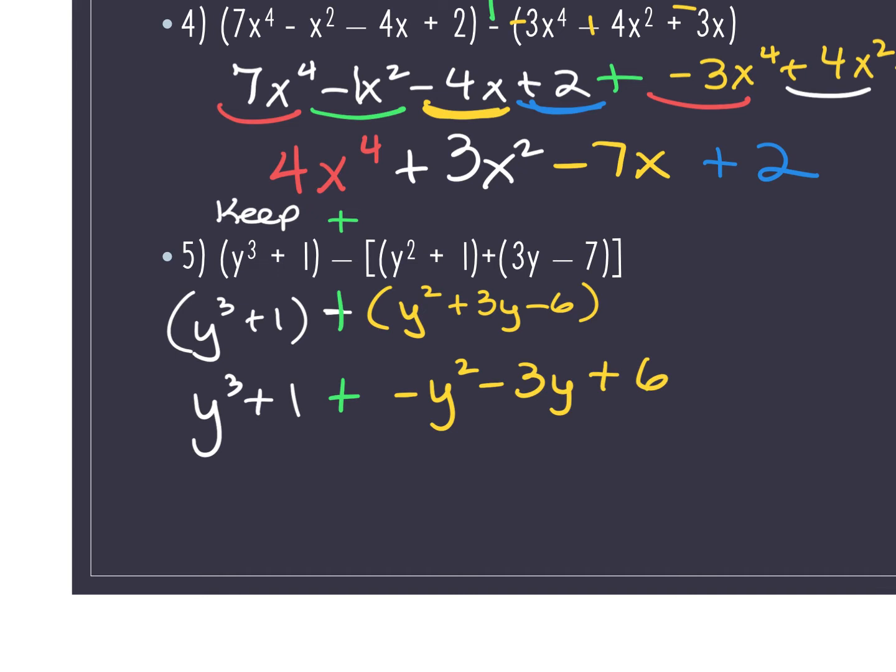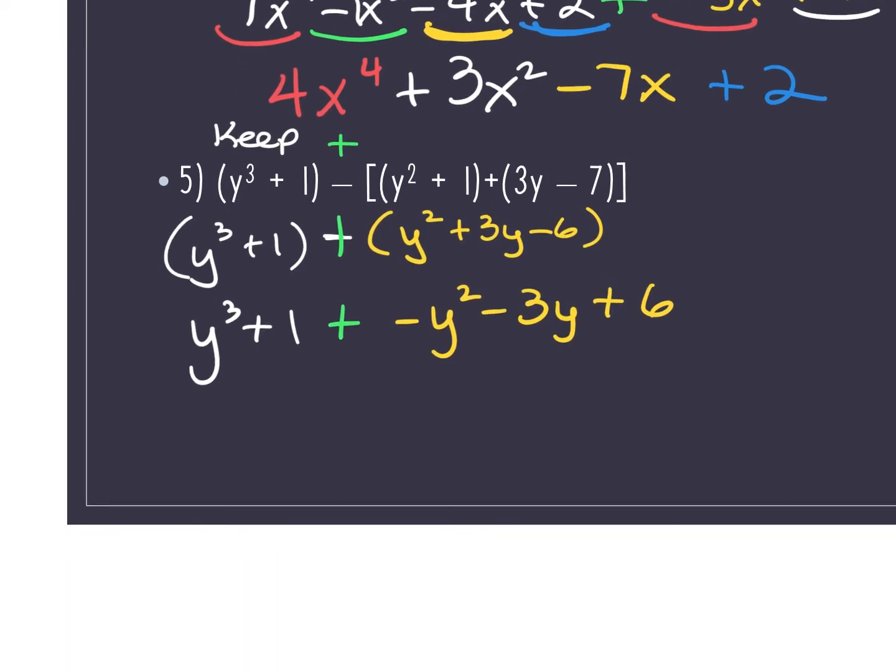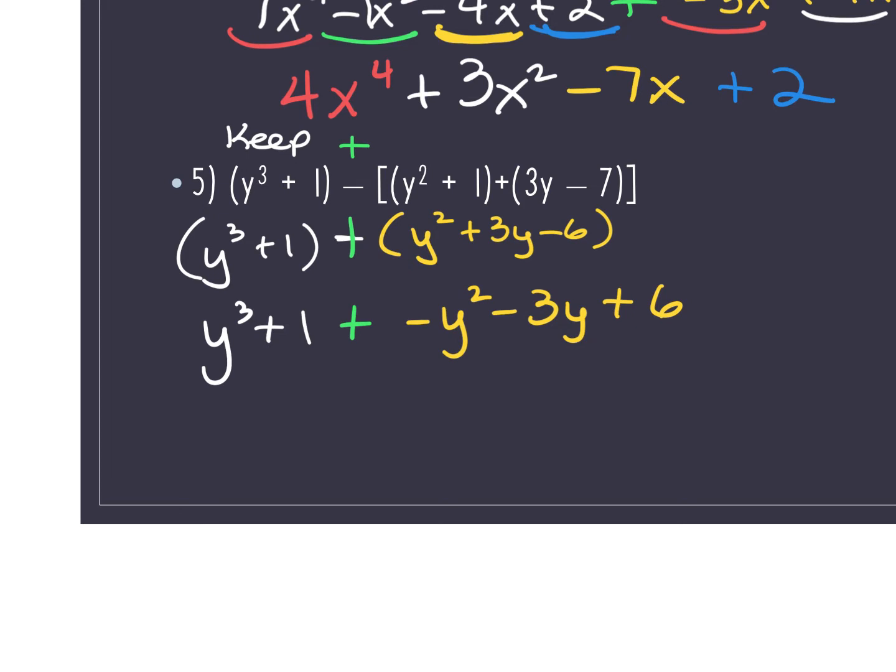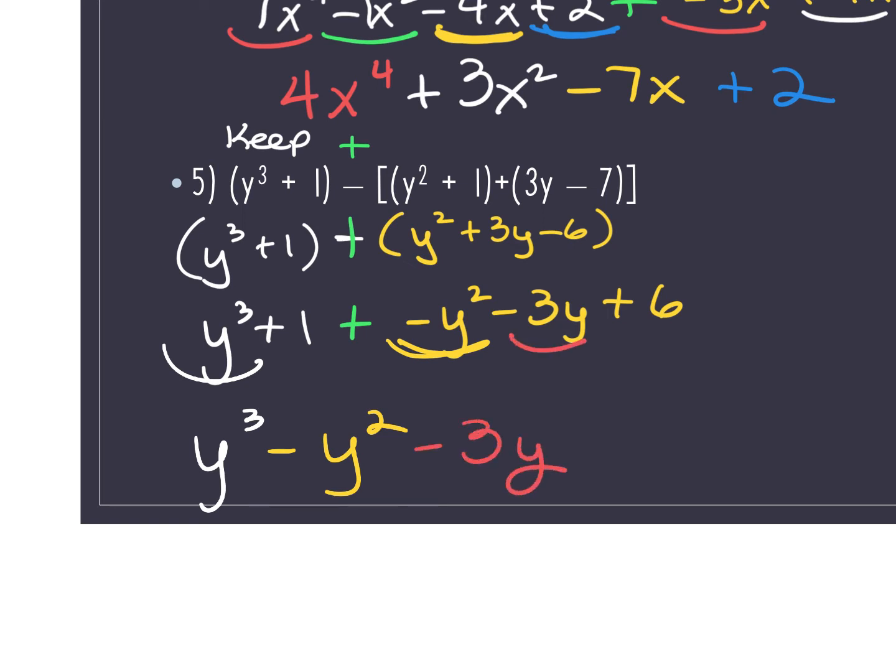And now I can go back and combine my like terms. So now I have nothing to combine with the y to the third. So I'm just going to write it down. My y squared, nothing to combine with it. But since I did the keep flip change, it's got the appropriate sign. And then nothing to combine with the y term, so negative 3y. But I do have my constants that I can group, plus 7.